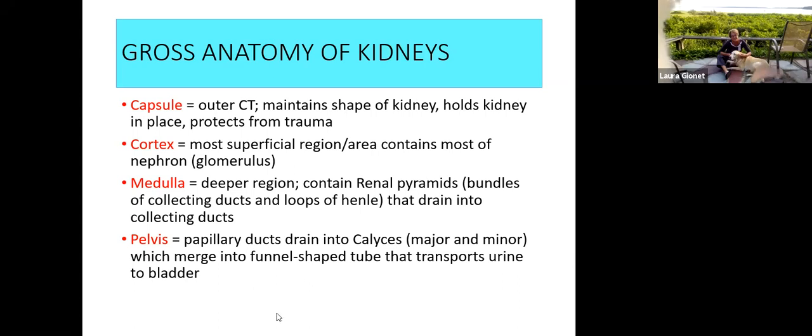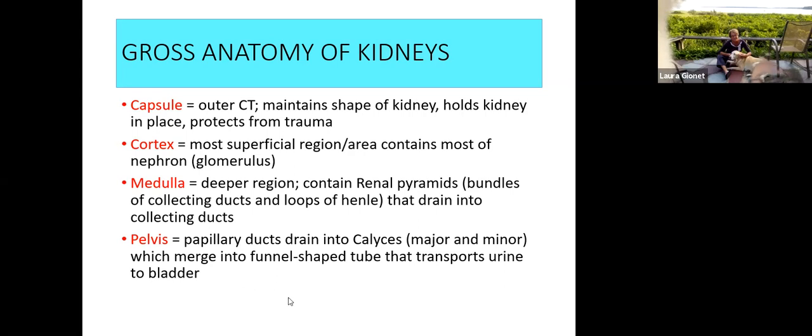Right, we have a cortex and a medullary area, just like the adrenal glands. The cortex is the most superficial region. It contains most of the nephron. The medullary area is deeper to it and contains the renal pyramids. Within these renal pyramids, a darker staining region, we have the collecting ducts and the loops of Henle. And then from there, the fluid that we're modifying, called filtrate, leaves that region as urine.